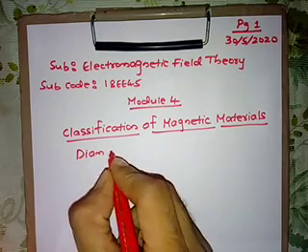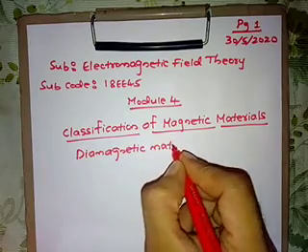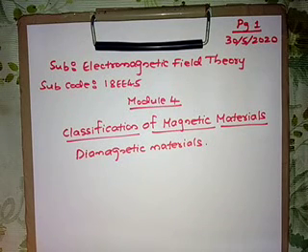Diamagnetic materials are the materials in which the orbital magnetic moment and electron spin magnetic moment cancel out each other, resulting in a net magnetic moment of zero. Examples of diamagnetic materials are lead, copper, silicon, diamond, graphite, sulfur, sodium chloride, and others.